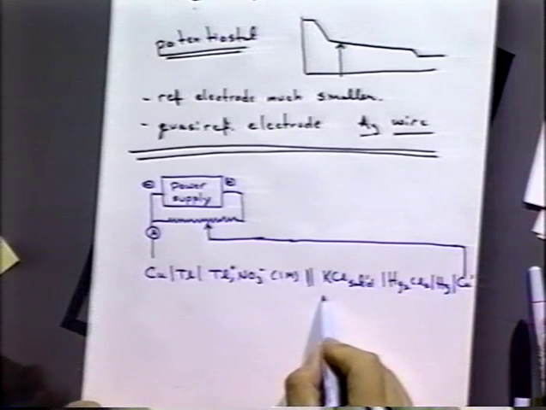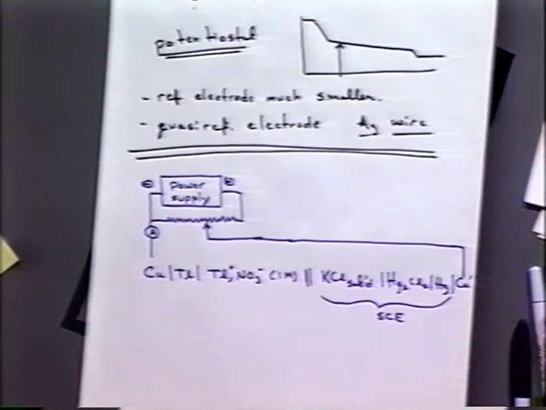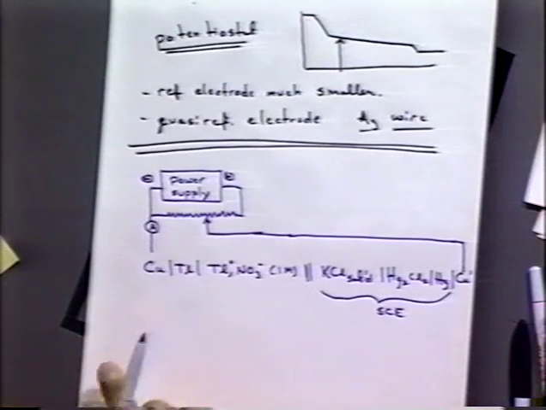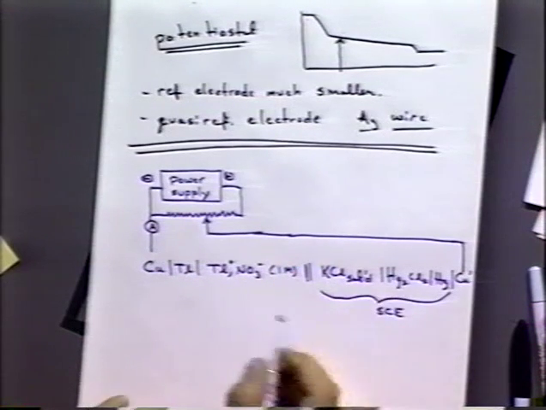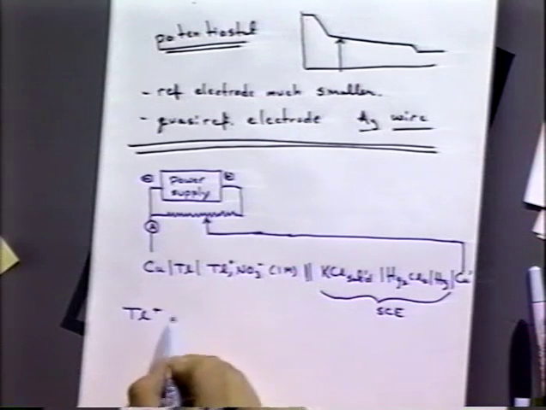So here's our SCE electrode. So often we can draw this out directly, but often we'll just abbreviate it as SCE. But just remember, so we've got our SCE, and now we've got our sort of electrode of interest, this thallium-thallium ion would be the system we're really interested in. We can actually calculate the potential of that system.